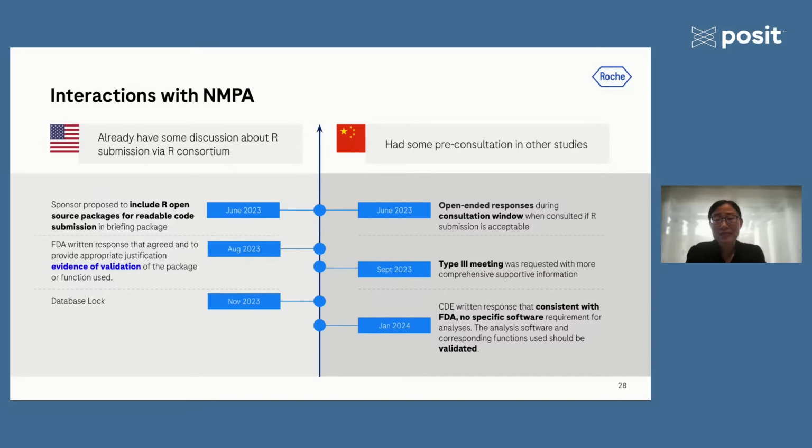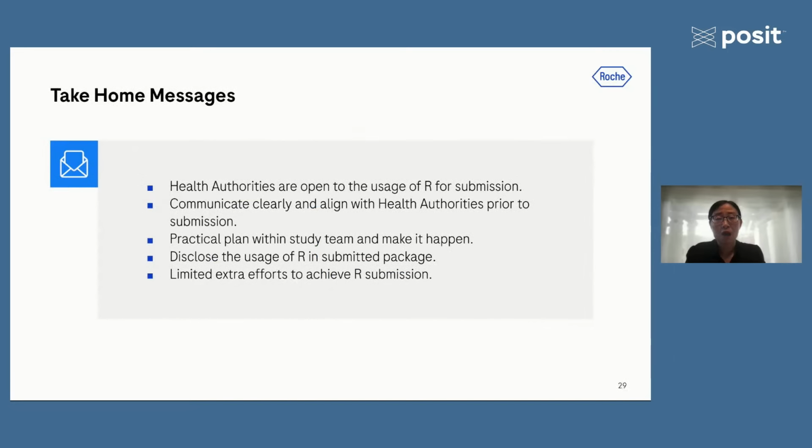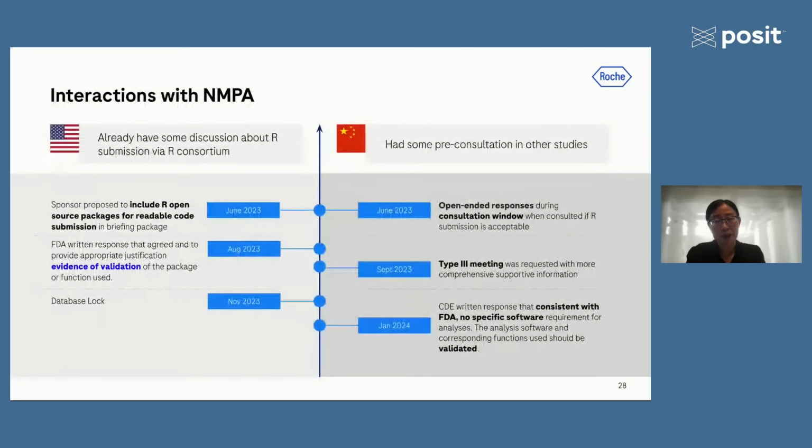Then at the beginning of this year, China CDE wrote a written response stating that the biostatistics viewpoint is consistent with FDA, so there's no specific software requirement for the analysis. But similarly to FDA, the response also mentioned that the analysis software and the corresponding functions used should be validated. So we're pretty happy about the response, and we can utilize the eSub package submitted to FDA and the EMA as the basis for the submission in China.